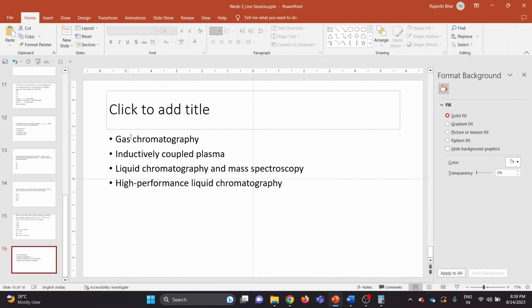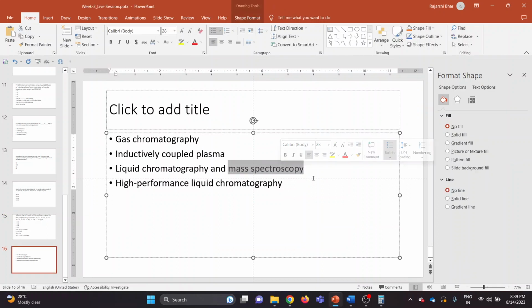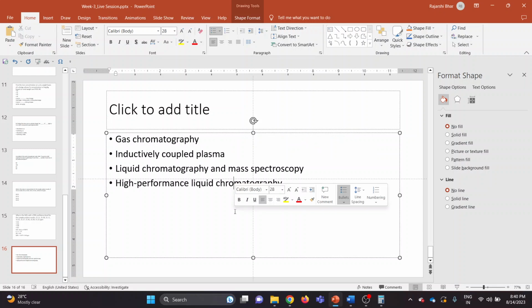So that is what gas chromatography does. Similar is the concept for liquid chromatography as well. Mass spectrophotometry again is used for identifying the unknown organic compounds. High performance liquid chromatography is an upgrade to liquid chromatography. Same concept, but a more upgraded and refined technique. And among these, inductively coupled plasma is used for heavy metal analysis.